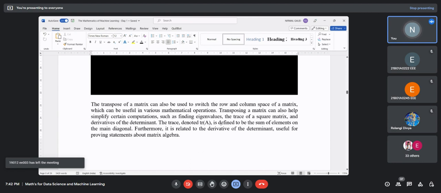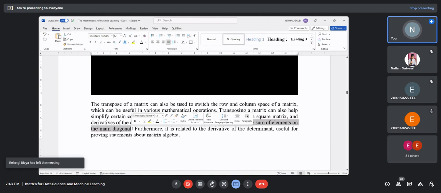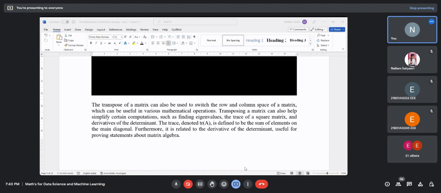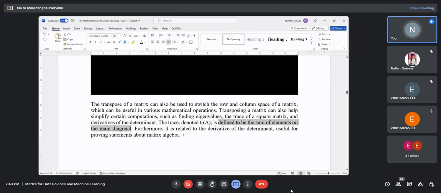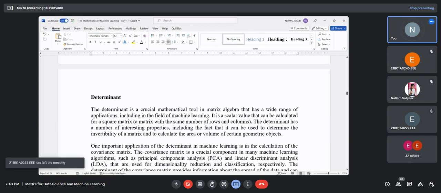So the trace is defined as the sum of the elements on the main diagonal. Whatever elements are present in the diagonal, if I add them, that is called the trace. Fine. And the derivative of the determinant is useful for proving statements about matrix algebra. If I need to prove some statements in matrix algebra, I need to perform derivatives of the determinant, of the values present in it. So for that purpose it's also required.